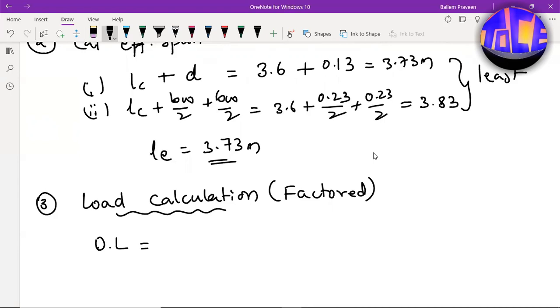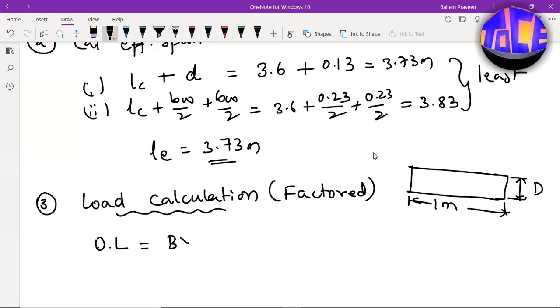We design a slab just like a rectangular beam, having a depth and a width of 1 meter. So 1 meter width and having a depth d. It looks like a rectangular beam, so we'll consider it as a rectangular beam and design. So width b and depth into the unit weight for RCC, which is 25.